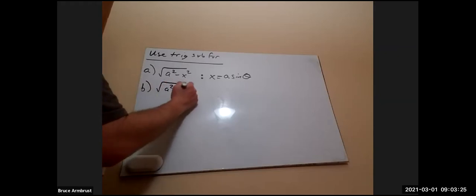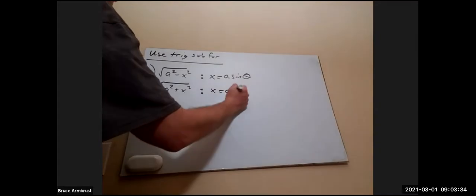The second form was where we have the square root of a squared plus x squared. And for that one, the substitution you want to use is x equals a tangent of theta. And then the third choice was where we have the difference of squares, but in reverse. Right down here, so I'm under the glare. We have x squared minus a squared. And that one, we wanted to let x equal a secant of theta.